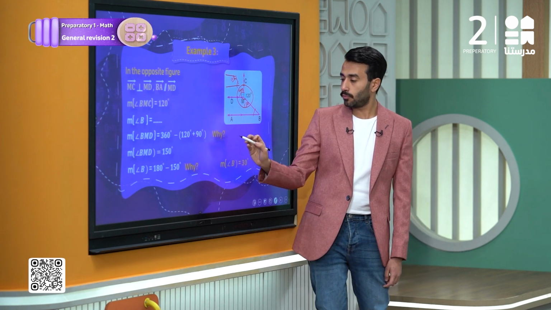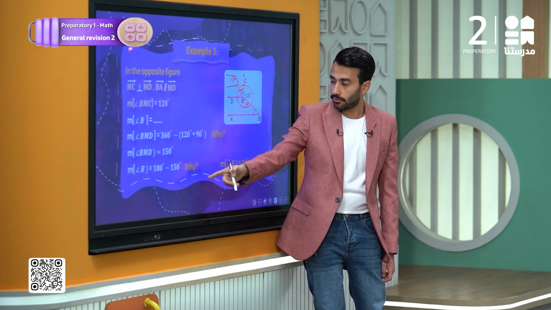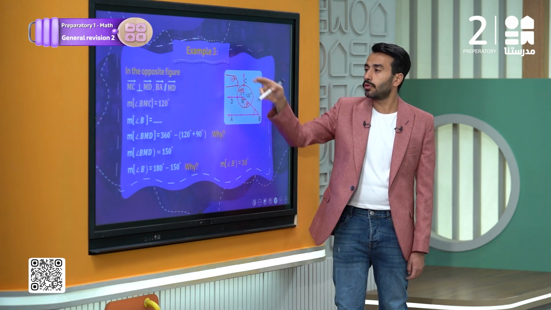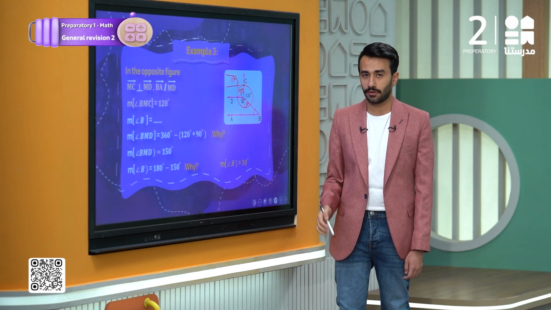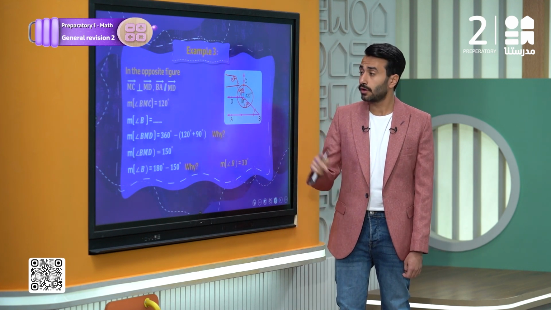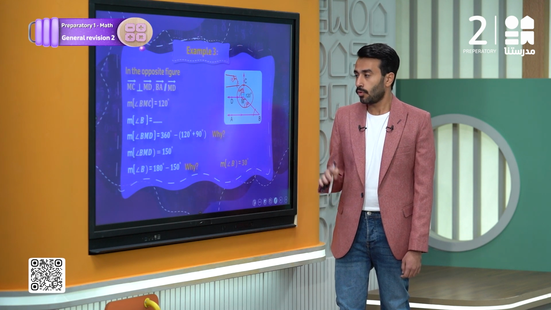Why for both of them? We said about this one. What about this one? Because these are two interior adjacent angles. Interior adjacent angles, they add up to 180.